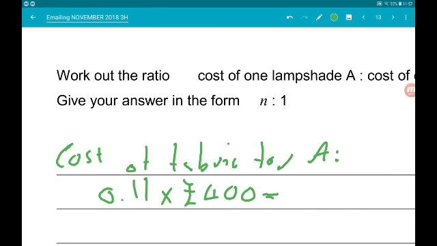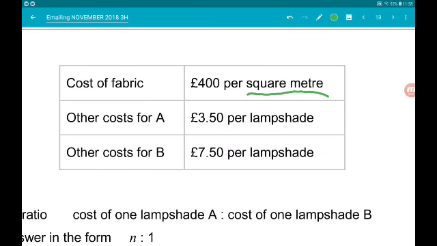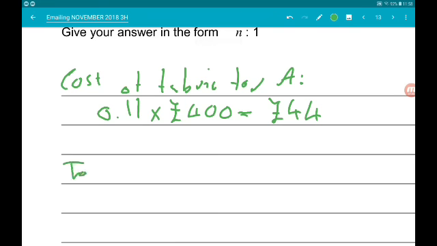Yep, £44. So then we know that the other costs for lampshade A is £3.50. So the total cost of A is 44 and £3.50, £47.50. Cool. Okay, so now we need to do the same thing with lampshade B.